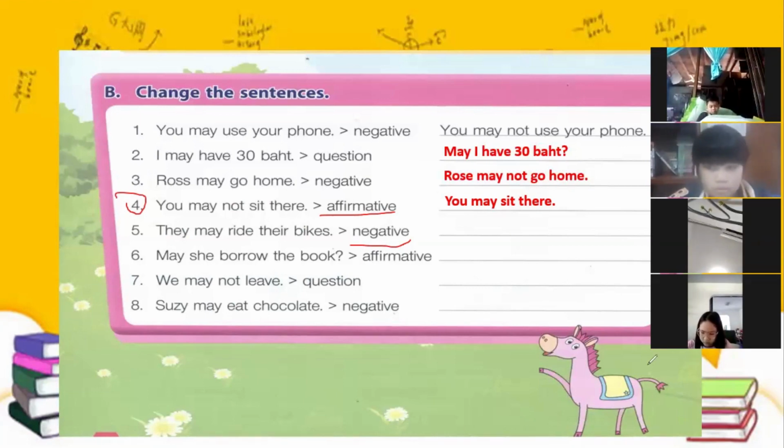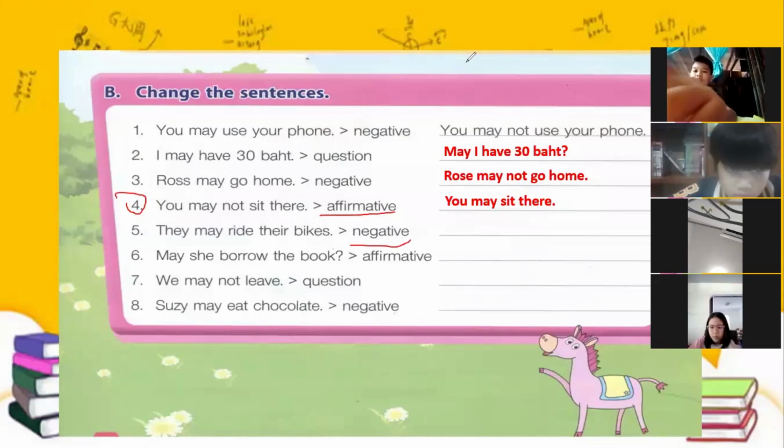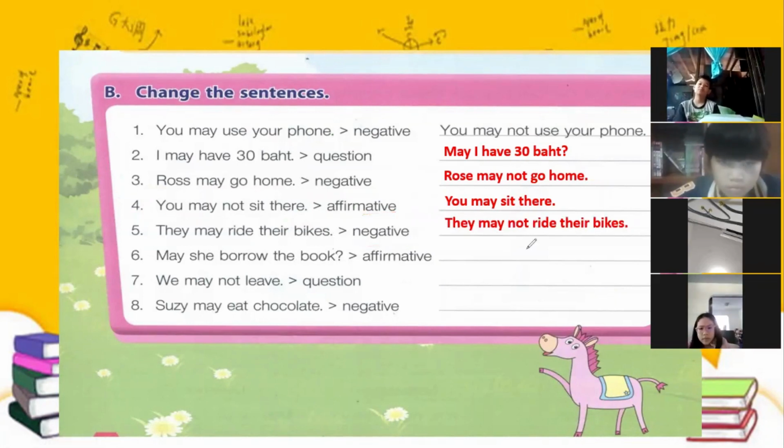All right, let me ask Kwan. Kwan, can you change sentence number 5 to negative? They may ride their bikes. So we change it to negative. Student, it's so easy. They may not ride a bike. Very good. Okay, they may not. What you have to do is add only not. As I already told you, students, we add not for a negative sentence. So they may not ride their bikes.